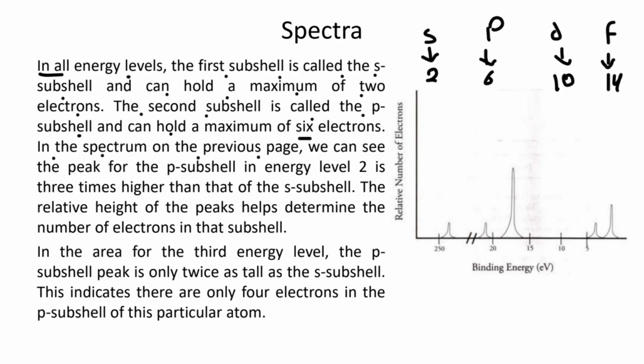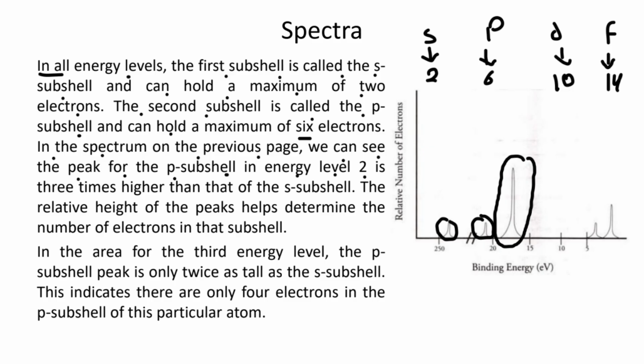In the spectrum on the previous page, we can see the peak for the P subshell in energy level 2. This is the peak of the P subshell. Because it holds 6 electrons, it is higher than the other peaks. So this peak here represents 2 electrons. This peak here represents another 2 electrons.